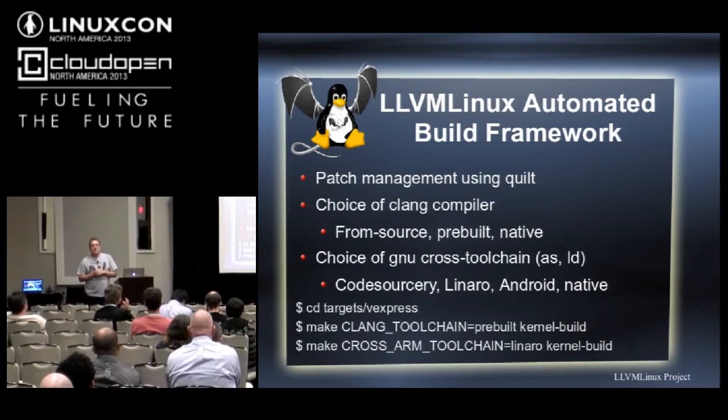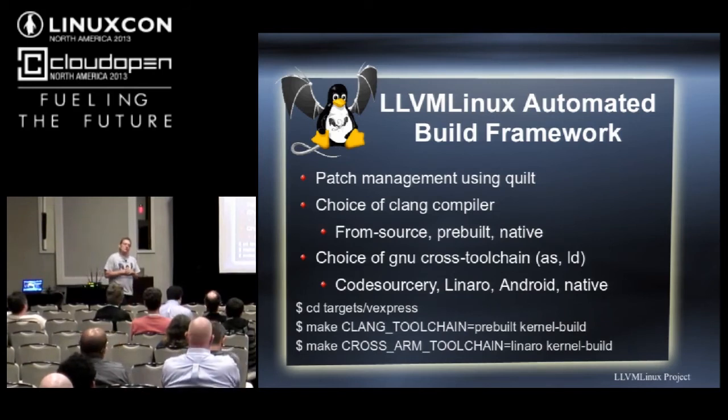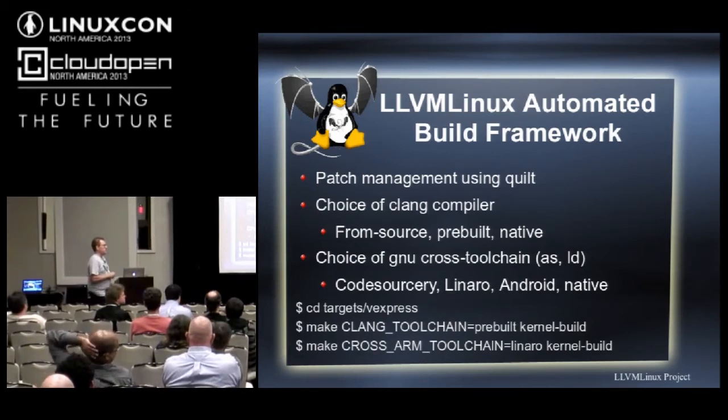Now, again, we'll talk in a second about why we need this, but unfortunately, we still need the GNU assembler and the GNU linker to build the kernel. So in the cross situation, we actually have to download one of those as well and make sure it's installed. And again, you have a choice. These are ARM related: Code Sorcery, Linaro, Android, or the native built one. If it's not there, it'll download it and install it for you, so you don't have to worry about that. And you can choose which one you want to use at the command line.